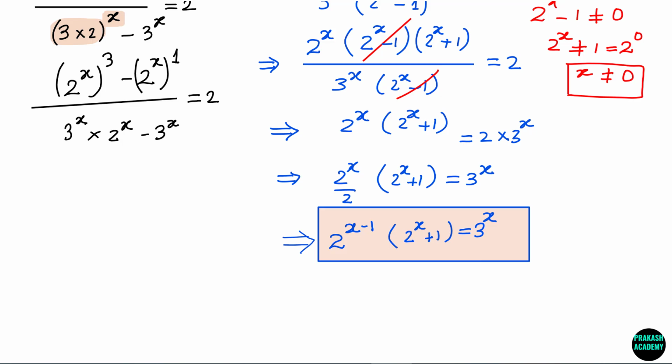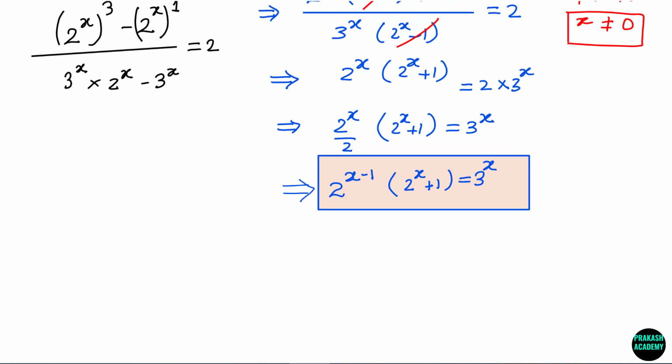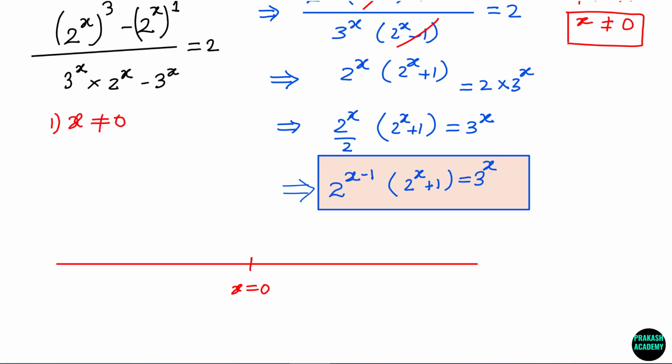So now we will consider different possible cases for x. So let us say we plot a number line here, and on this number line we have x, and this is x equals to 0, but in this problem we know that x is not equal to 0. So this case we have already considered, that is x cannot be 0. Now let us consider x equal to 1.